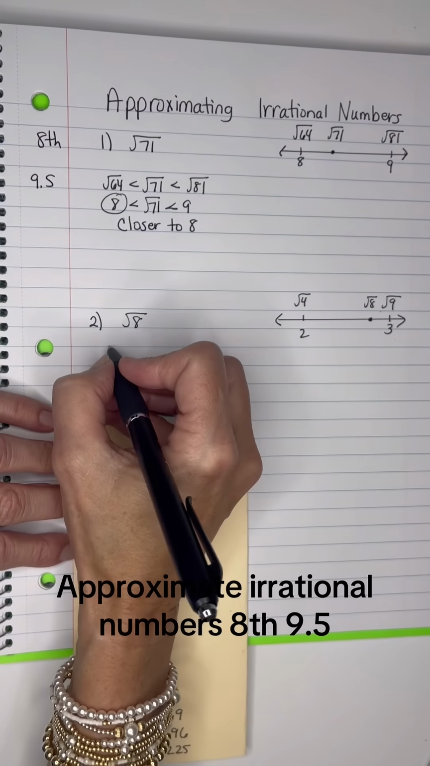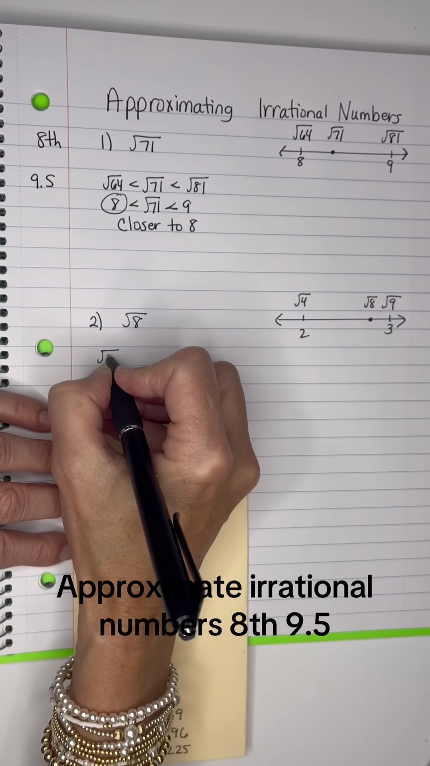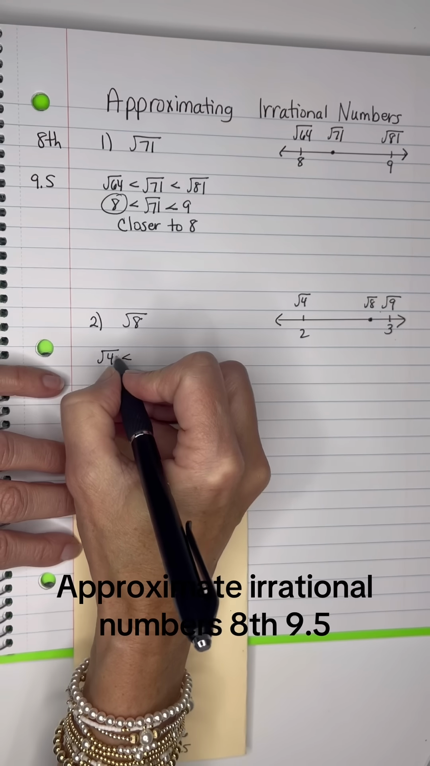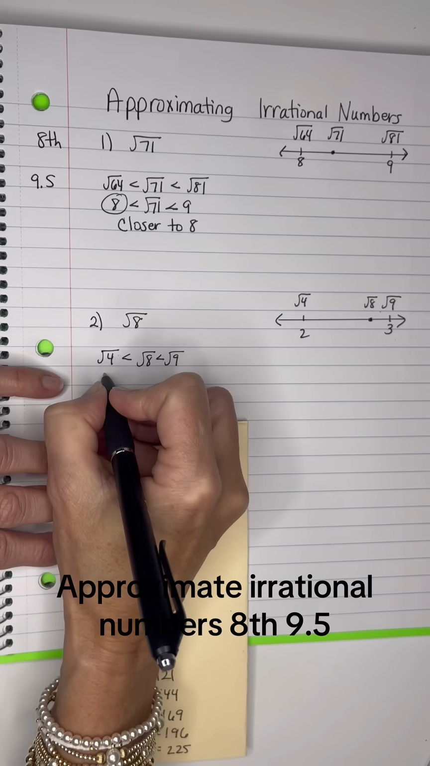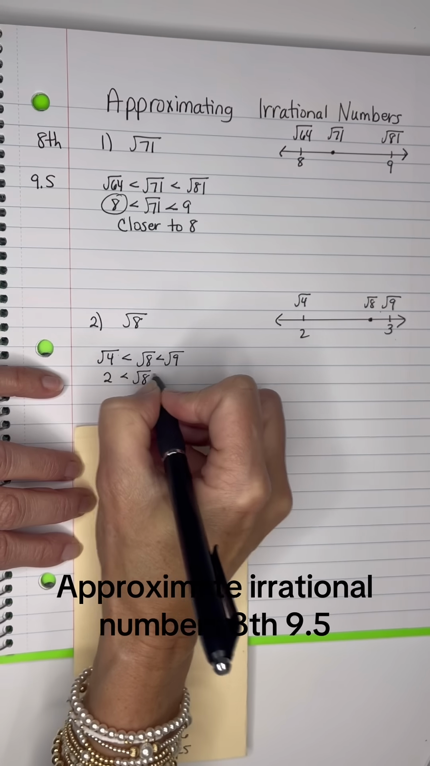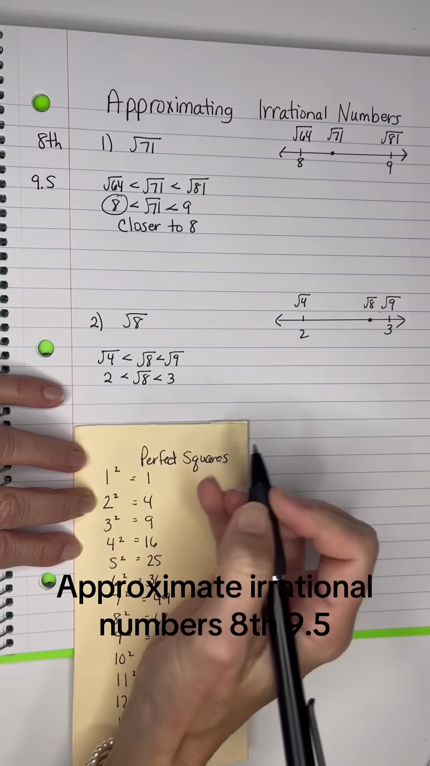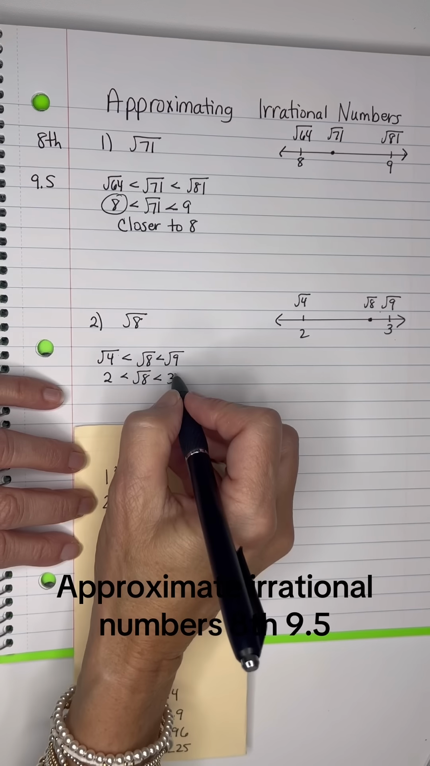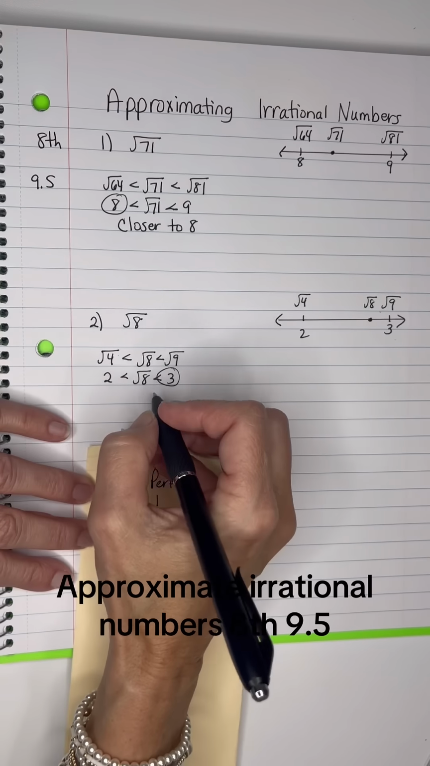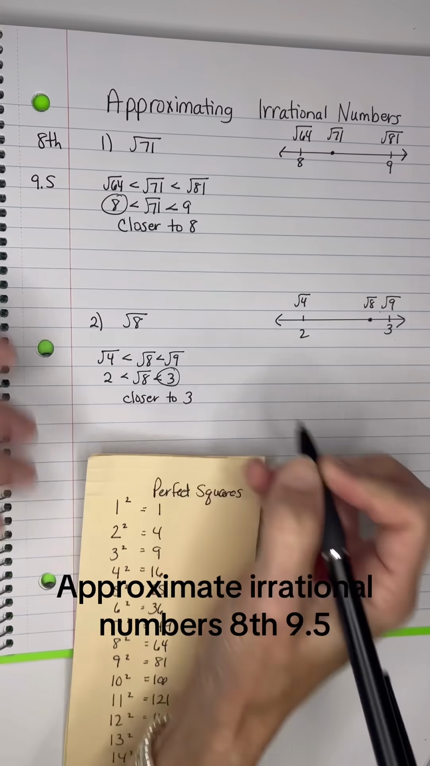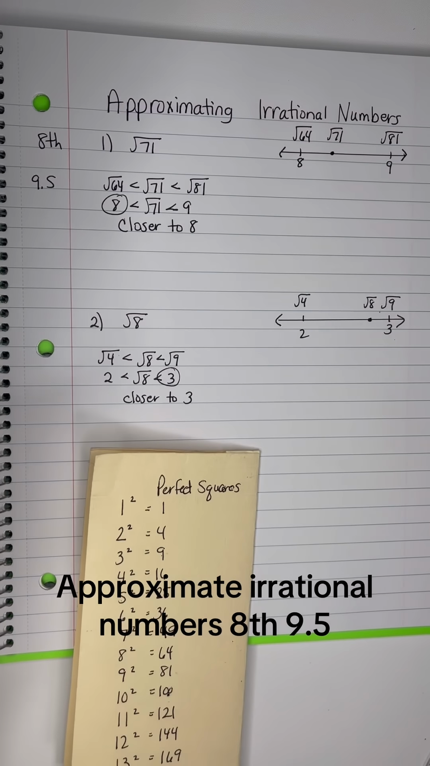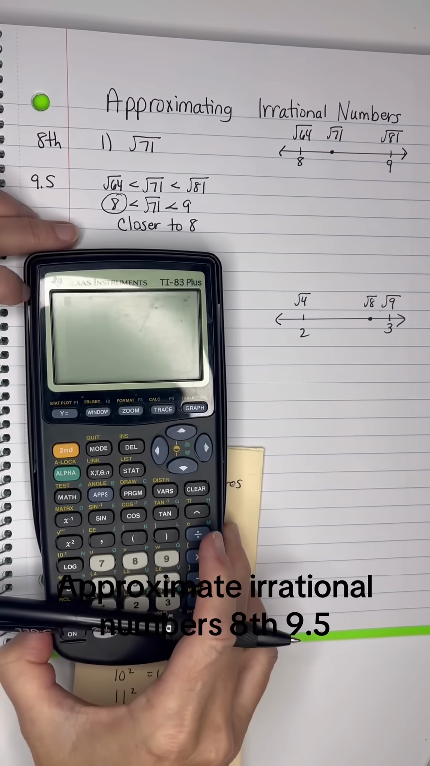All right, so let's write this. The square root of 4 is less than the square root of 8, which is less than the square root of 9. So that's 2 is less than the square root of 8, which is less than 3. So it's really closer to 3. Now let's go back and use our calculator and see what it actually is.